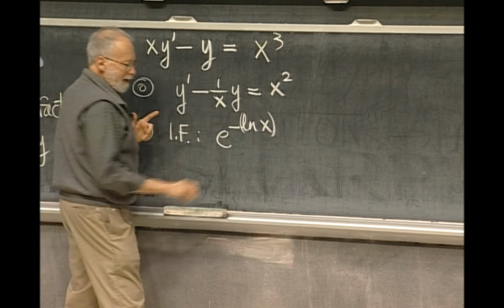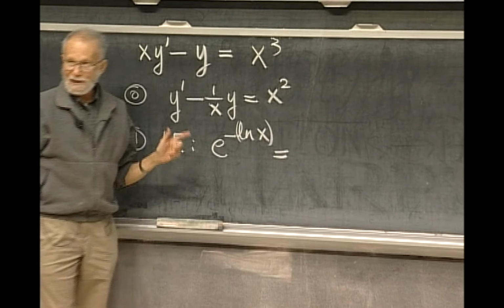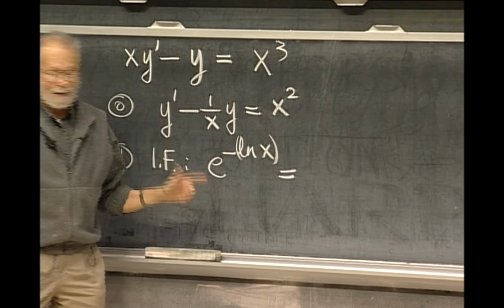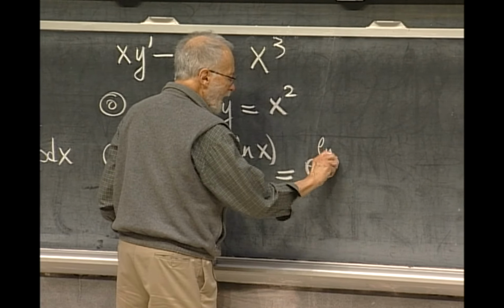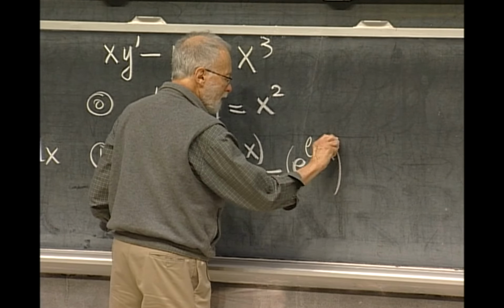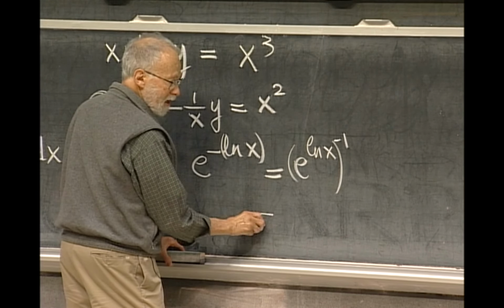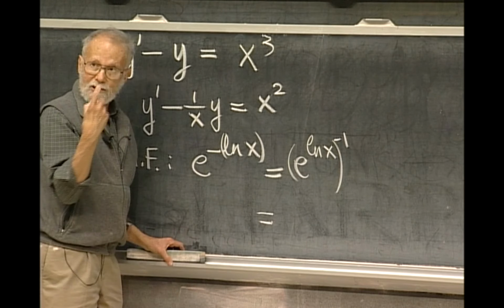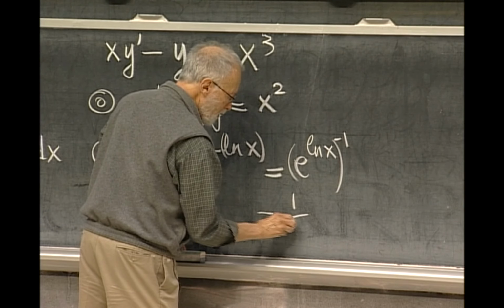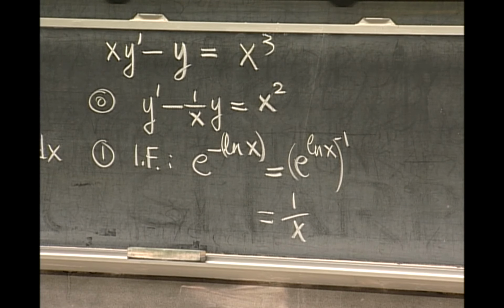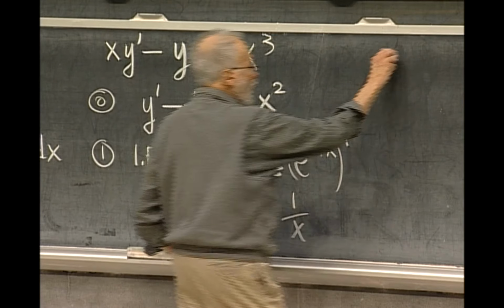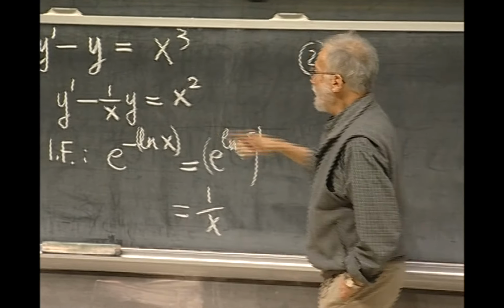Now in real life, that's not the way to leave that. What is e to the negative log x? Well, think of it as e to the log x, to the minus 1. In other words, e to the log x is x, so it's x to the minus 1, which is 1 over x. So the integrating factor is 1 over x. Okay, multiply both sides by the integrating factor.